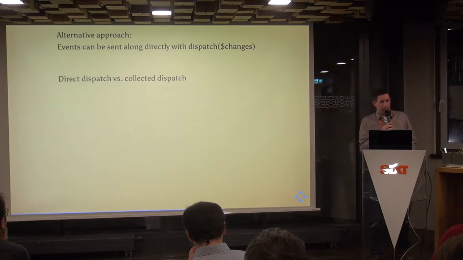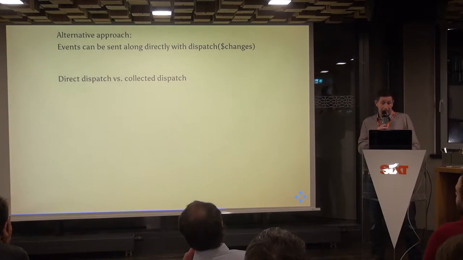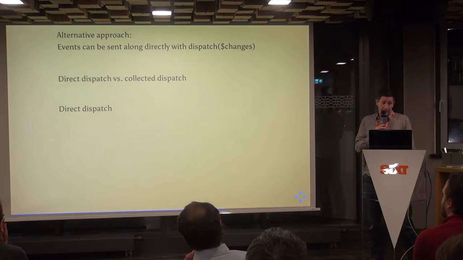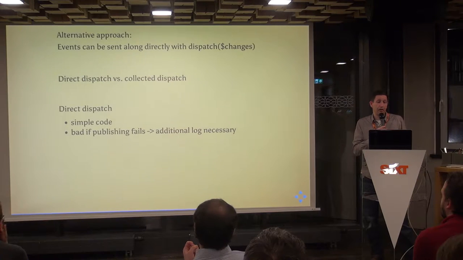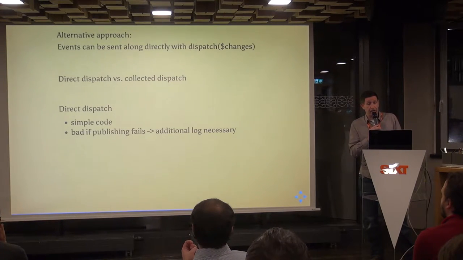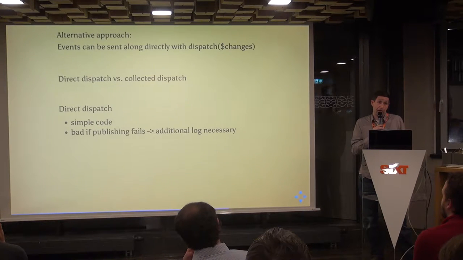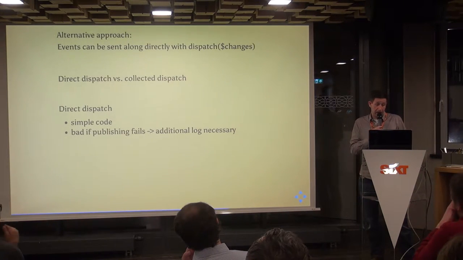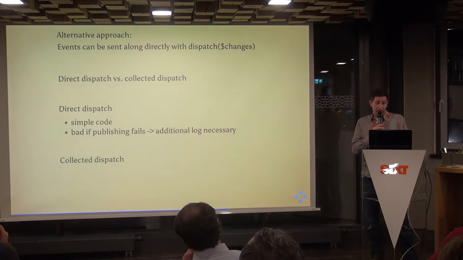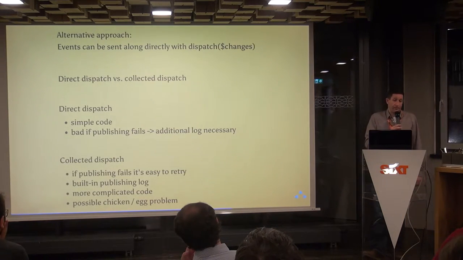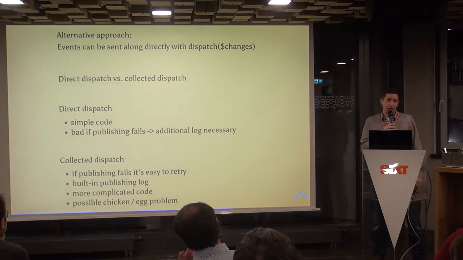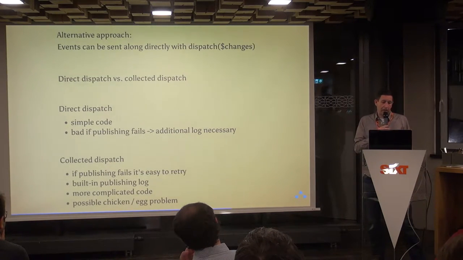I tried to compare this direct dispatching versus collected dispatching. On direct dispatching, we have simple code, but it's bad if the publishing fails. You need additional logging probably for this, because you definitely want to know if your publishing fails, and you want to have some possibility to retry it. And on collected dispatching in an event store, if publishing fails, it's easy to retry. You already have stored it in the proper way. You have a built-in publishing log, so you don't have to add additional logging.